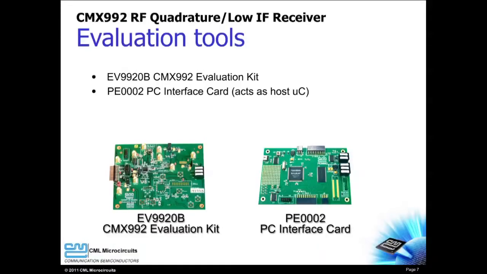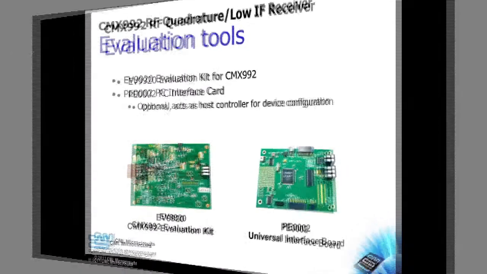The EV9920B is the evaluation kit for the CMX992. The PE0002 PC interface card and its graphical user interface makes CMX992 evaluation fast and simple.